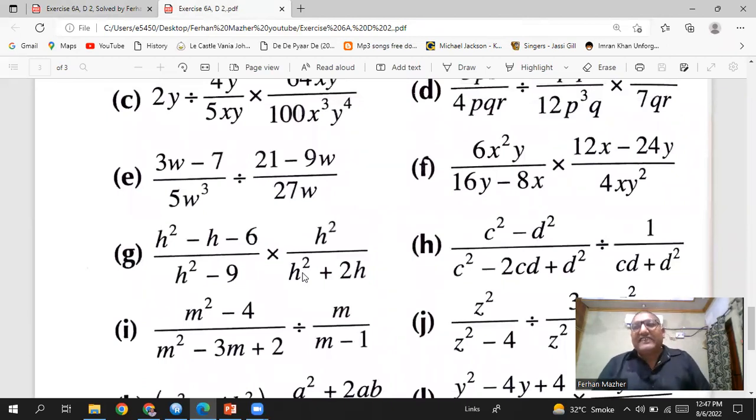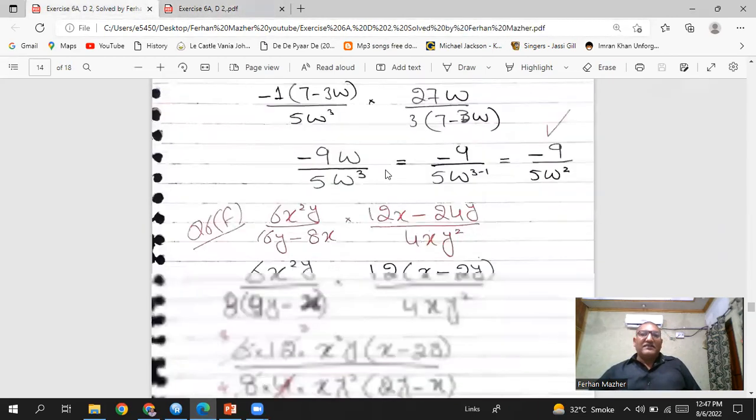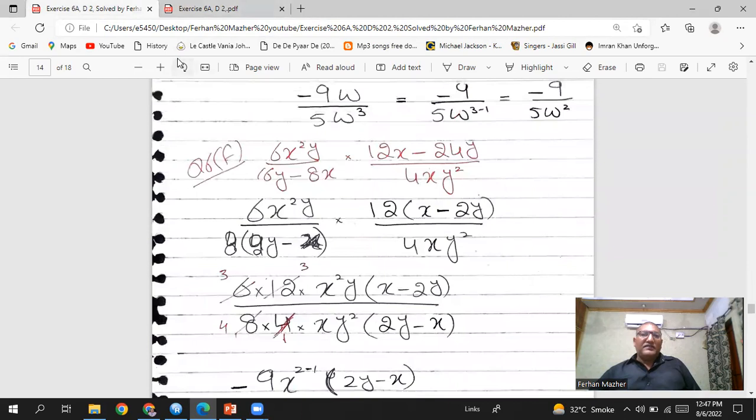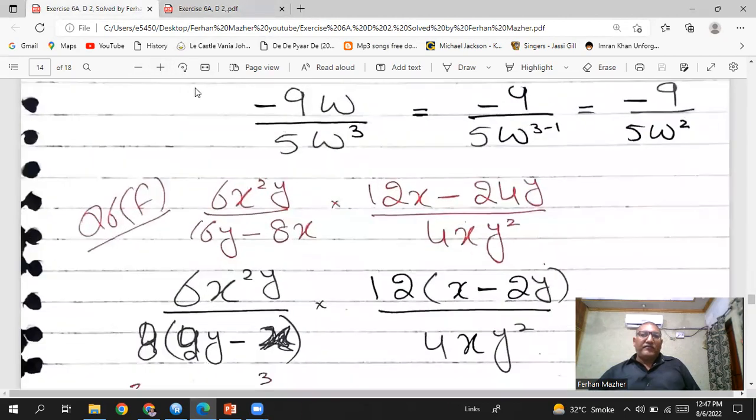It says 6x squared y divided by 16y minus 8x multiply 12x minus 24y divided by 4xy square. So very simple. I will take something common from here and something common from here, and these can be cancelled with each other. So let's see how I do it.